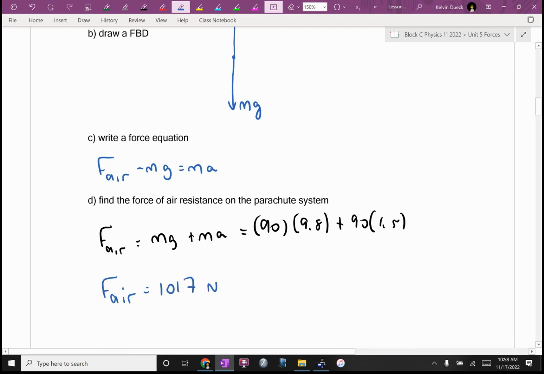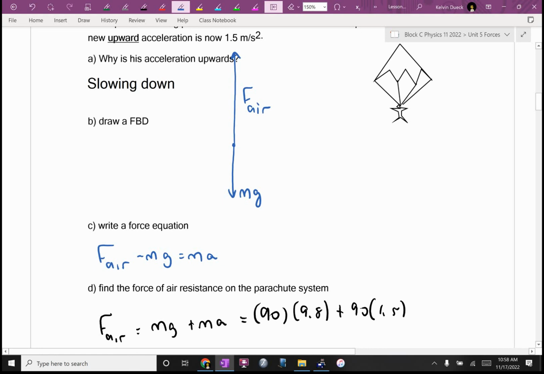Newtons. By the way, in this question here, am I speeding up or slowing down? So what would happen to this arrow as I slowed down? Would it get bigger, smaller, or stay the same? Smaller and smaller. Eventually, it will reach a point where it's exactly the same size as gravity. Does anybody know what we call that?